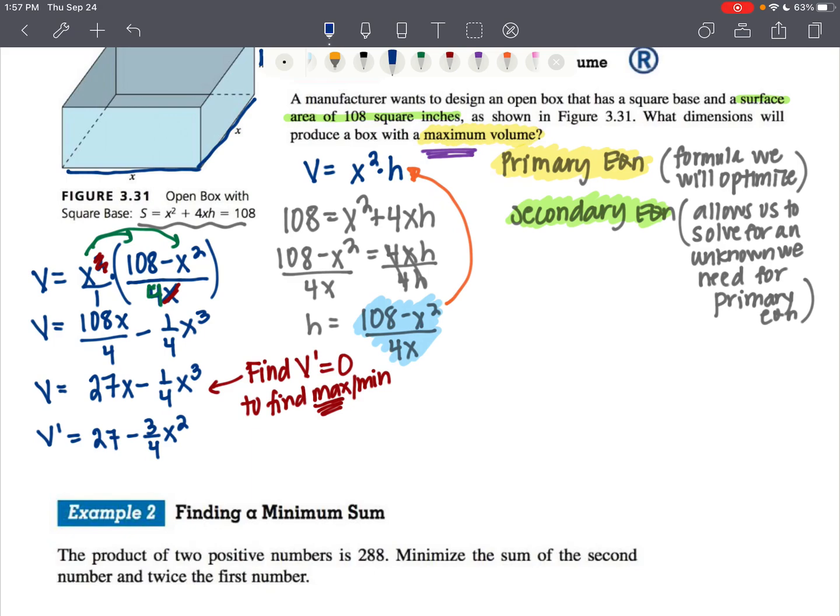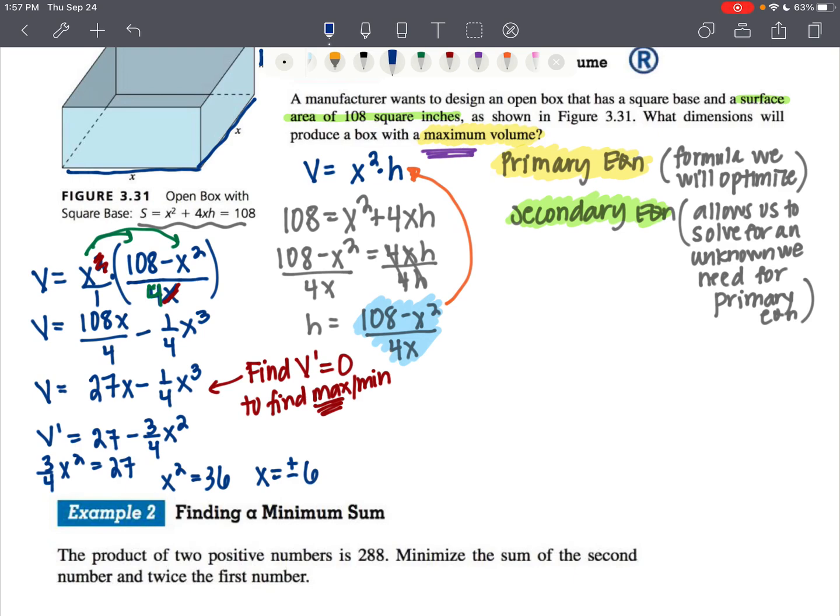I'm going to set that equal to 0. So when I set that equal to 0, I have 3/4 x squared equals 27. I'm going to multiply both sides by 4/3. And I'm going to get x squared equals 36. So I multiply both sides by 4/3 and I get x squared equals 36, in which case x would equal plus or minus 6.